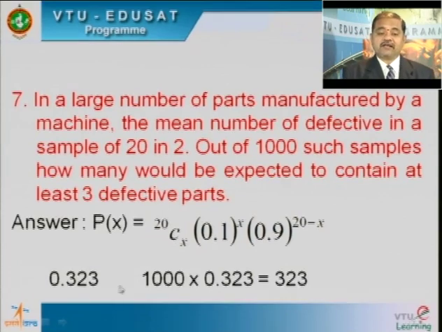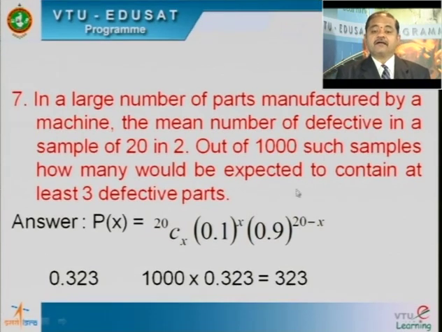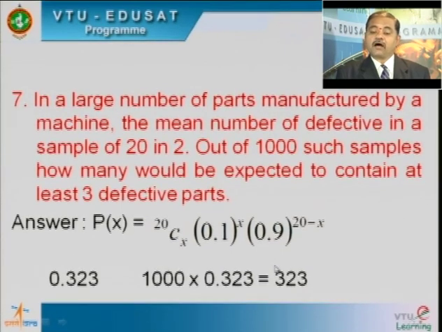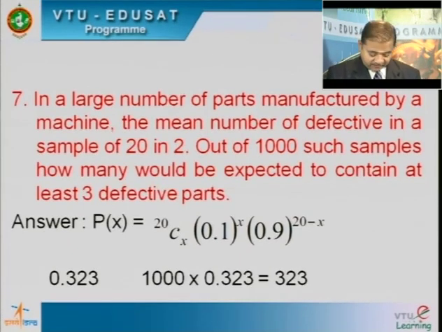Until this, we did in the last problem. Here, out of 1000 such samples, so the probability you got should be multiplied by 1000. So how many would be expected? This is the answer, 323. So please learn the difference: when they ask how many numbers, persons, like that, it is a count; when they ask probability, it will be between 0 and 1.